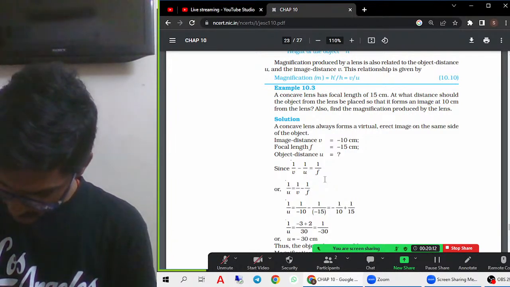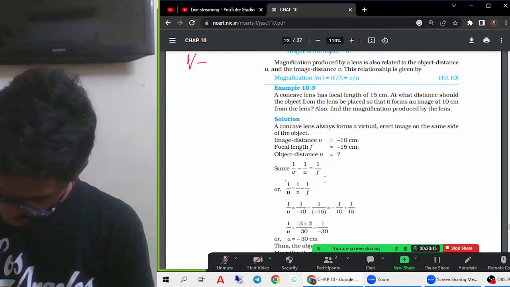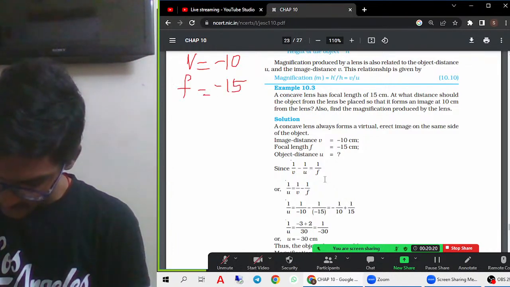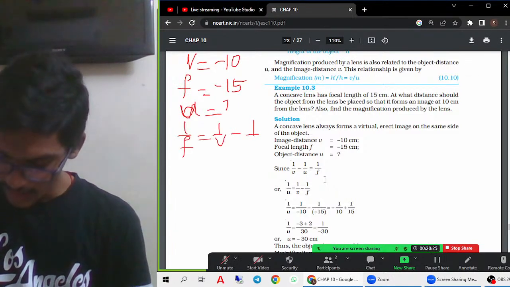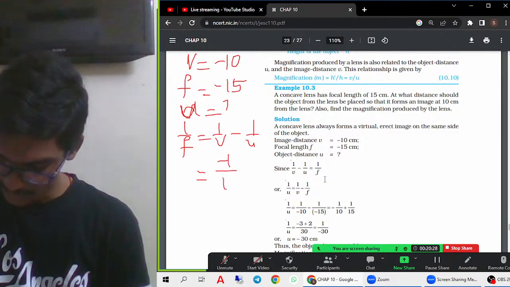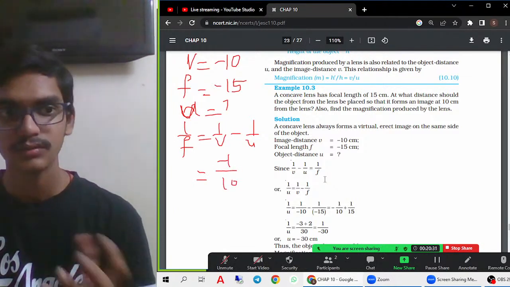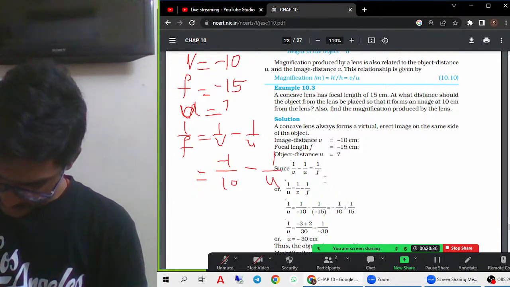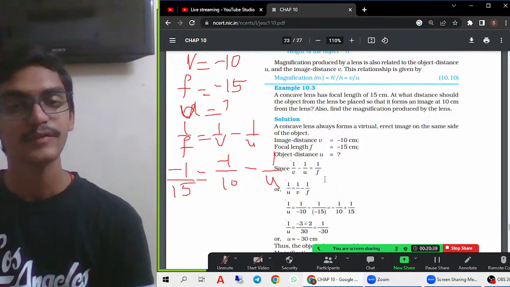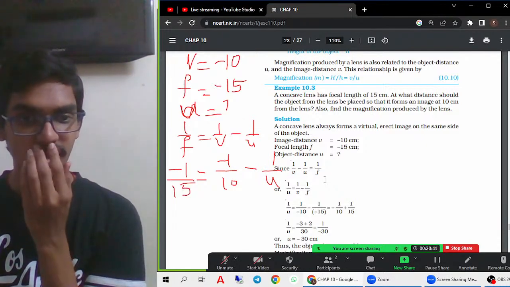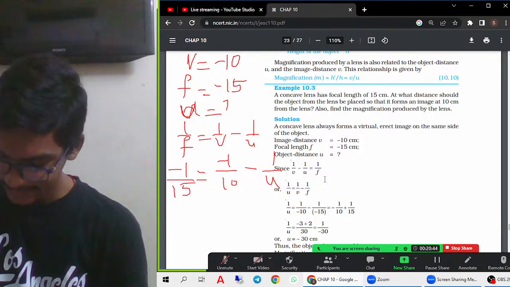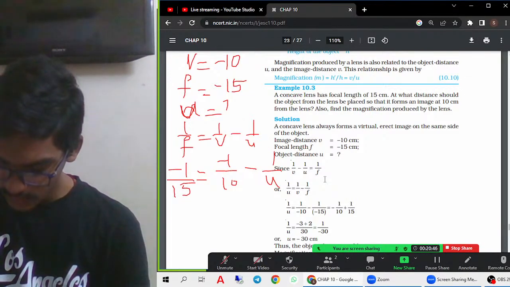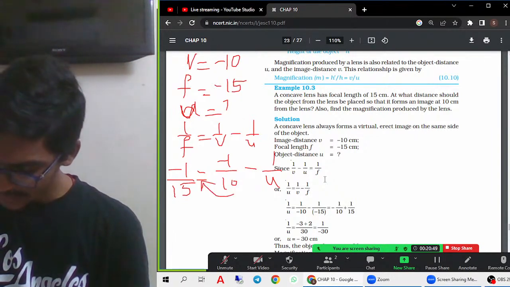What is given: v equal to minus 10, f equal to minus 15 centimeters. And we have to find u, right? So 1 by f equals 1 by v minus 1 by u. So 1 by f is minus 1 by 15, and 1 by v is minus 1 by 10, and minus of 1 by u. Then we are going to take this minus 1 by 10 towards the left side.